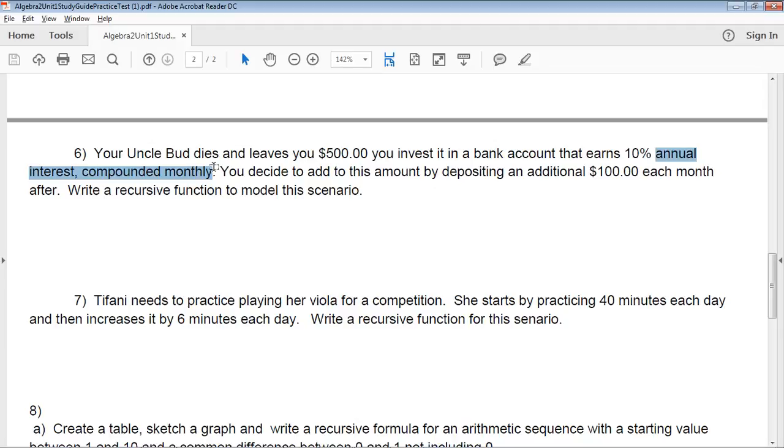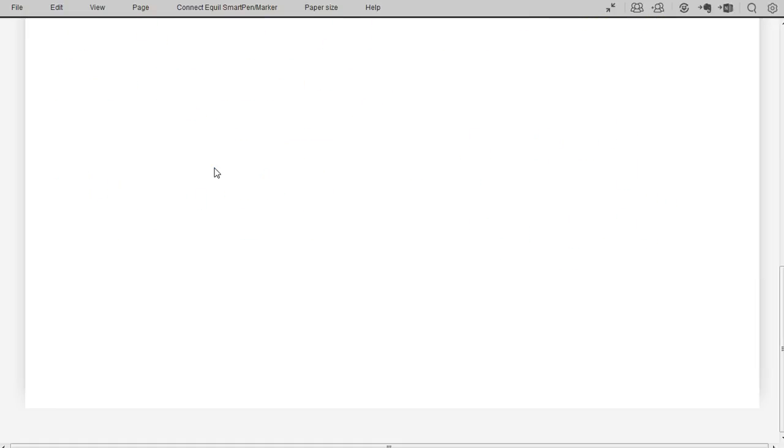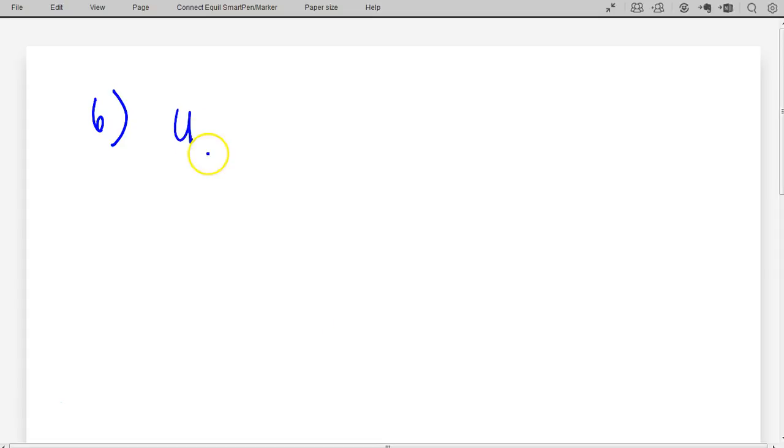Okay, what that's going to look like is, let's see, oh, I've got to switch paper here. Okay, so we know our first term. I'm just gonna call it our first term regardless of what month it is. You can always explain that in your answer. It is going to be $500.